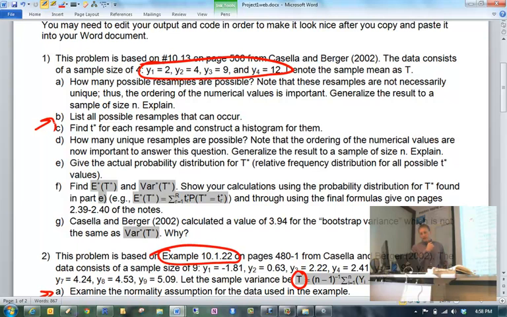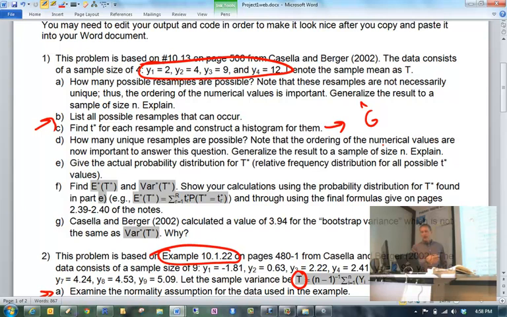Then part C, find T star for each resample. Let's construct a histogram for that. And what that will give you is the actual true distribution, or at least a visualization of G hat, where notice I didn't put a subscript R there, because you were looking at every single resample. So that's the distribution of T star.